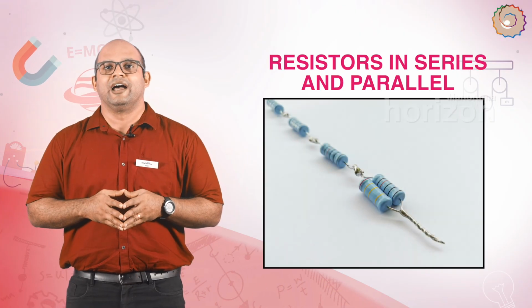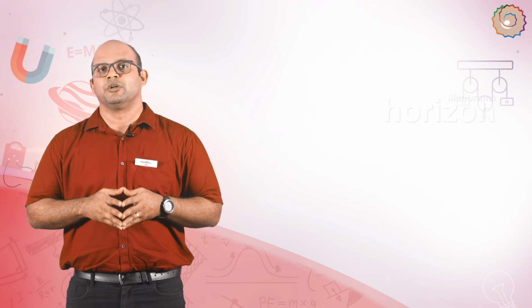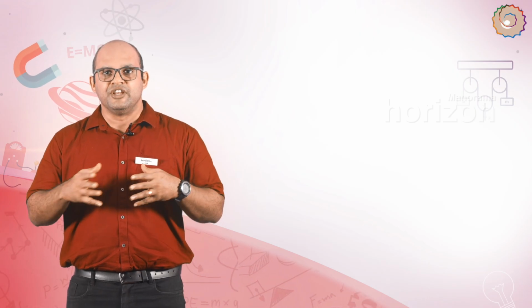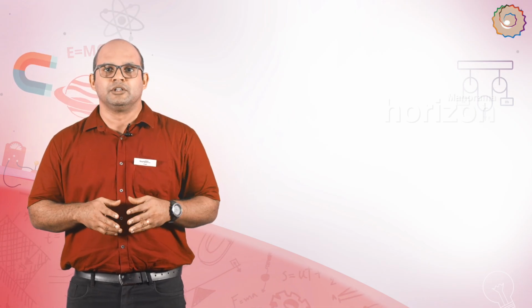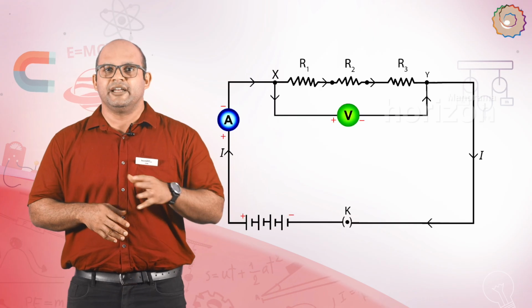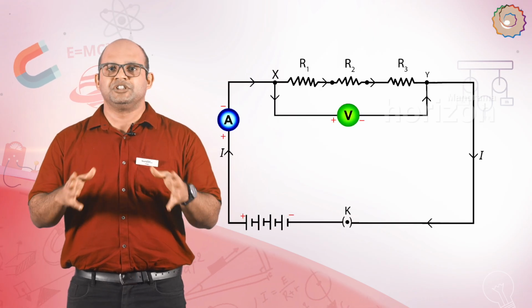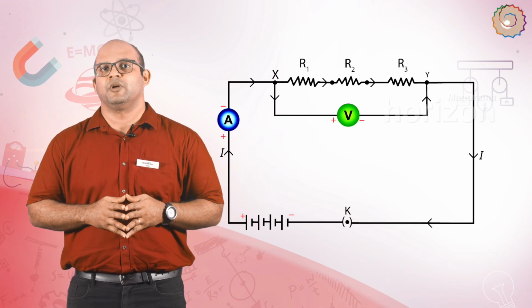Resistors in series and parallel. Resistors are used in circuits to control currents and changes in potential across different circuit components. They can be connected in several different ways, but we shall focus on the two most important ones.